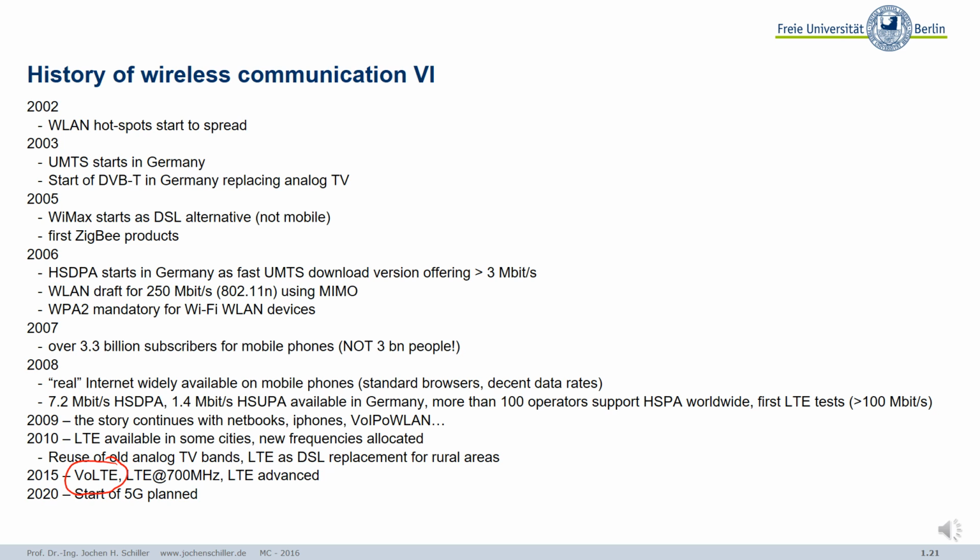Also the old frequencies for DVB, the terrestrial digital television, will be used for other services, and this is why we will have DVB-T2 on different carriers. And 2020, it's planned to have the fifth generation, 5G. This is what I will explain a little bit more in the outlook at the end of the whole lecture. So you see a lot of development in the last, I would say, 20 years.